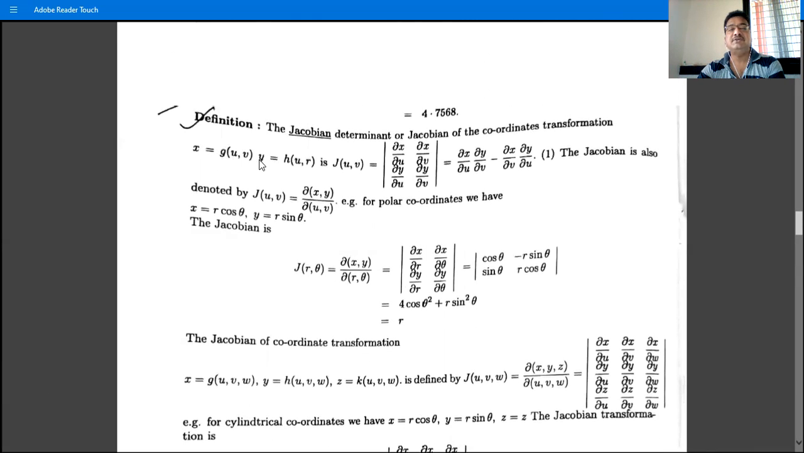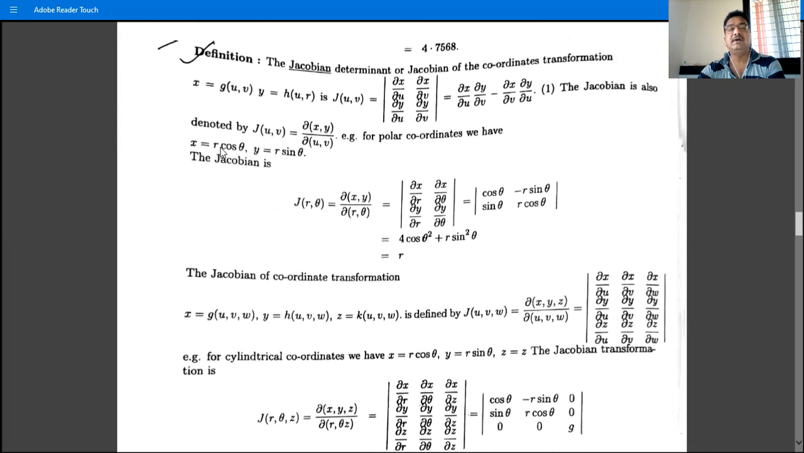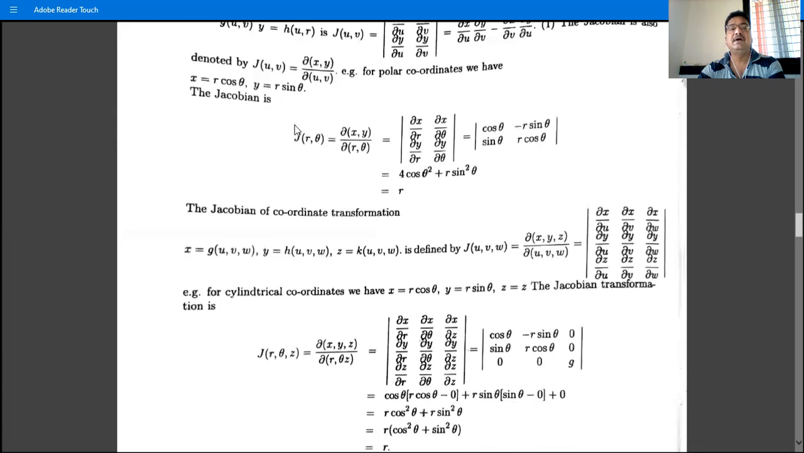Here x and y are functions of r and theta, and therefore the notation is J(r,theta) instead of J(u,v), that is ∂(x,y)/∂(r,theta). This is equal to the determinant: the first row is ∂x/∂r, ∂x/∂theta, and the second row is ∂y/∂r, ∂y/∂theta.